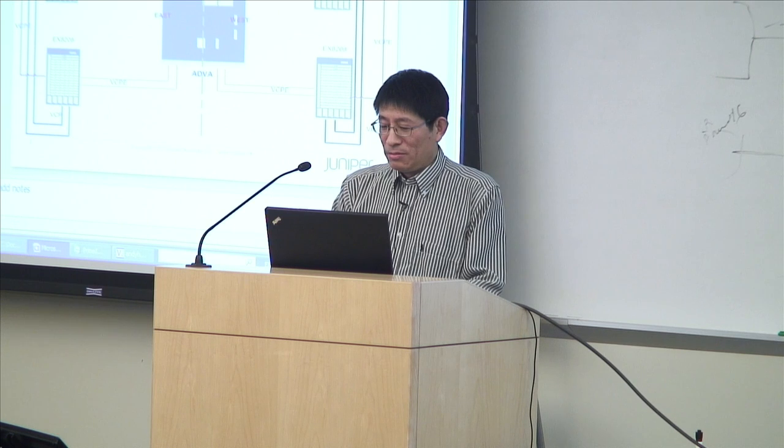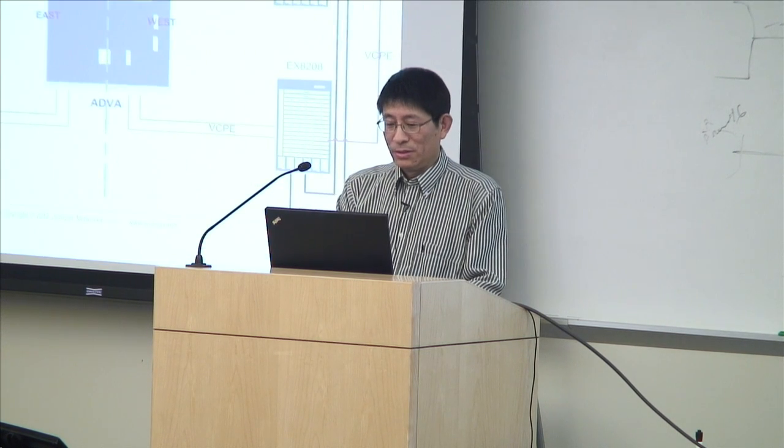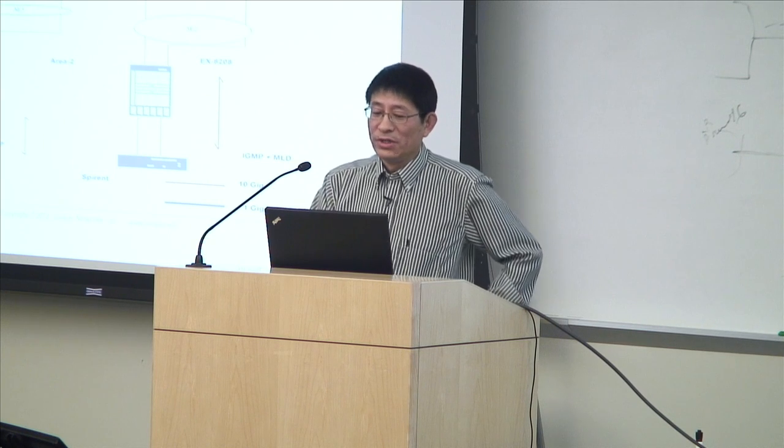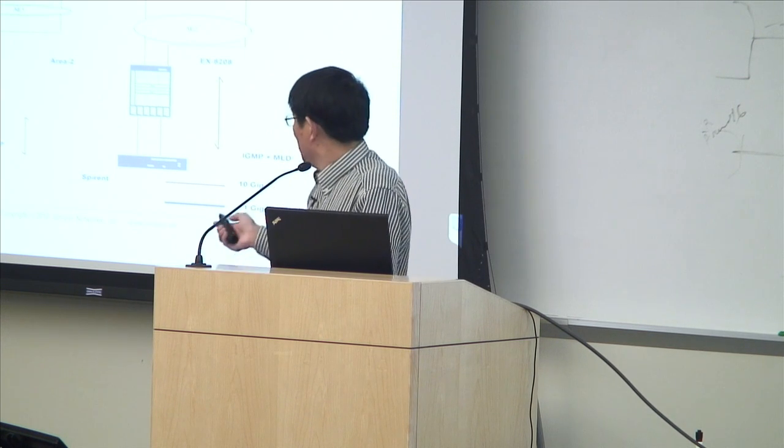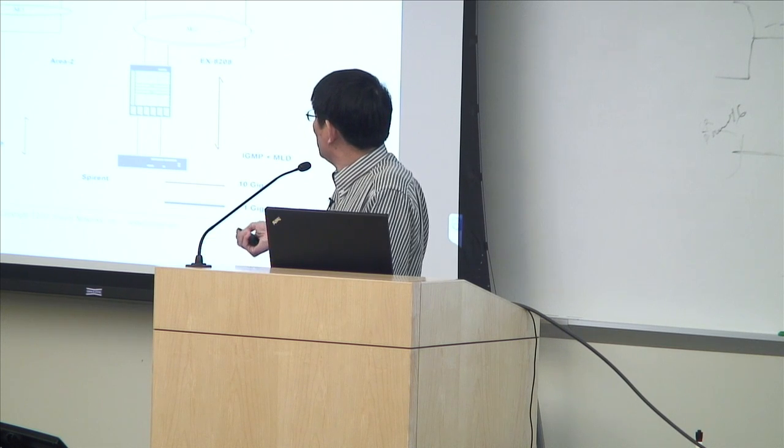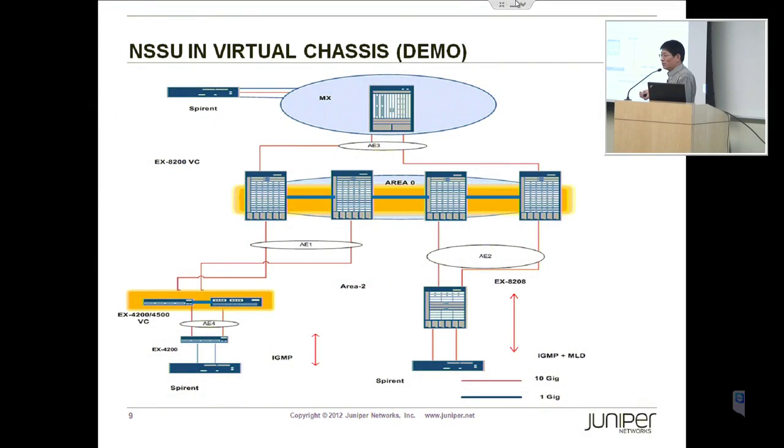So that system should be here. The previous picture is just part of this system, actually. This is a 4500 and 4200 virtual chassis, and this is the one I showed you, the 8200 VC. So there are 2 VCs over here. We use AEs, so you can do that. What we're going to do over here is show you the NSSU feature. Salman is going to show you the demo at this moment.